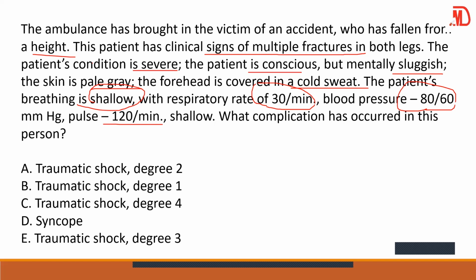And it can be estimated that if you have a femoral fracture, you are losing about 2 liters of blood. For this question, they didn't tell us which area they had a fracture, but they said it is in both legs. So it could be in the tibia, the fibula, or the femur, right? So basically, the patient has lost a lot of blood. That's why the patient is pale, is sweating, pulse is high, blood pressure is going down, respiratory rate is high, breathing is shallow. So definitely, this patient is in shock.